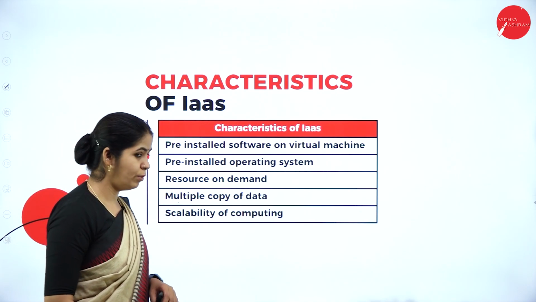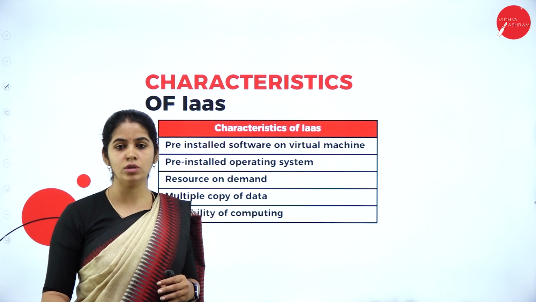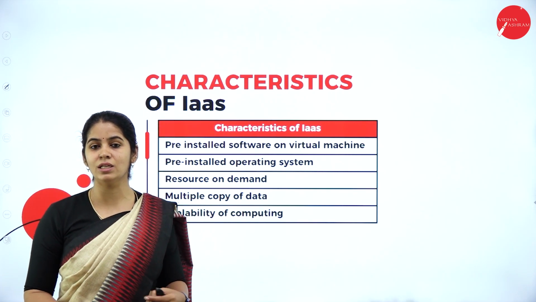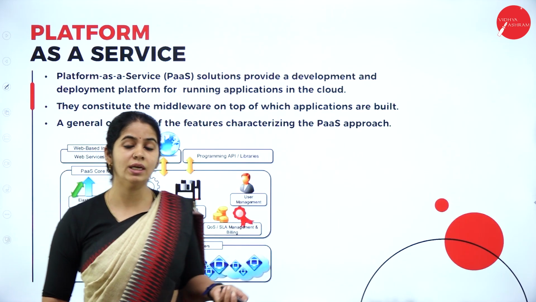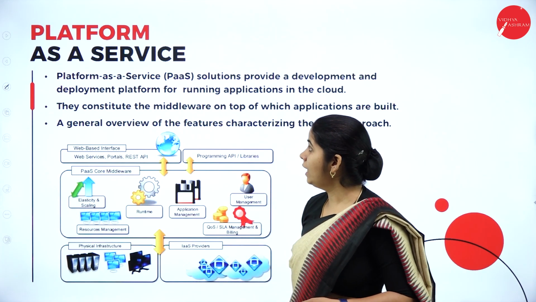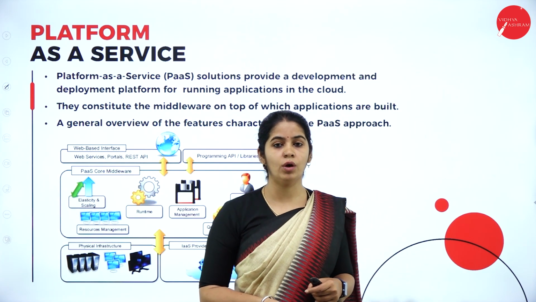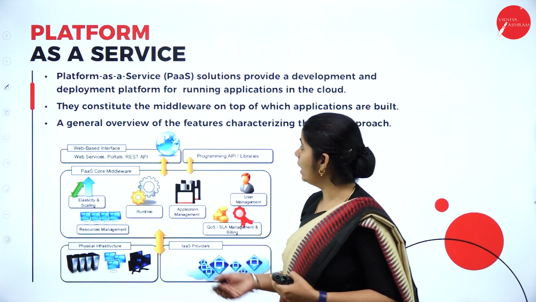Scalability of computing. As I told you, whenever you want, you can increase the resources, and whenever you want, you can decrease the resources. It's very dynamic. That is called scalability. These are all the characteristics of IaaS. Then the second type of service we are going to discuss is platform as a service, that is called PaaS.